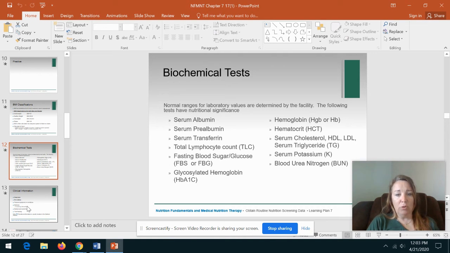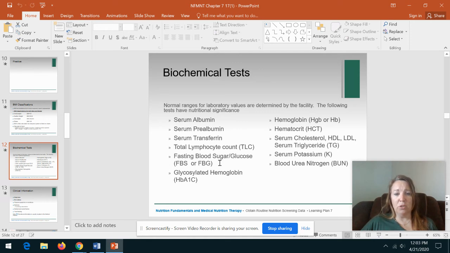In your book, I want you to cross out the serum transferrin and the total lymphocyte count, the next two labs that you see here on the slide. They're just not utilized any longer in nutrition assessment of patients. So let's not even waste our brain cells learning about those.